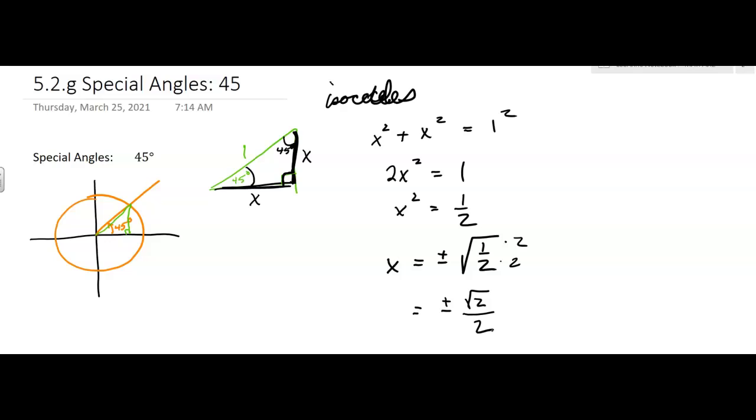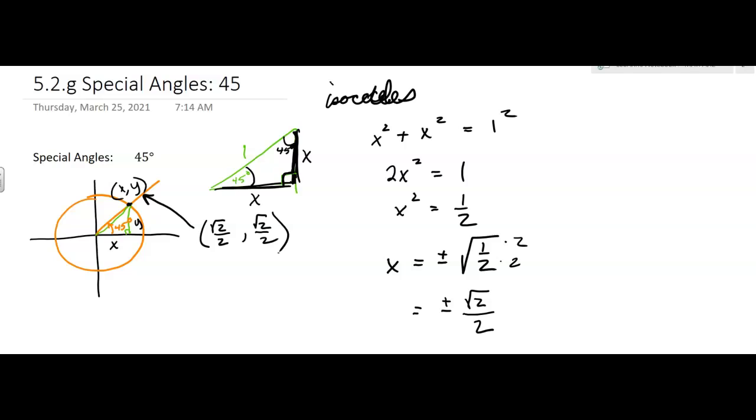Now, for a 45-degree angle, you're in the first quadrant, so both the x and the y are going to be positive. Okay, so what does all that mean? It means that this ordered pair is the square root of 2 over 2 for the x, right? But it's also the same for the y, square root of 2 over 2.